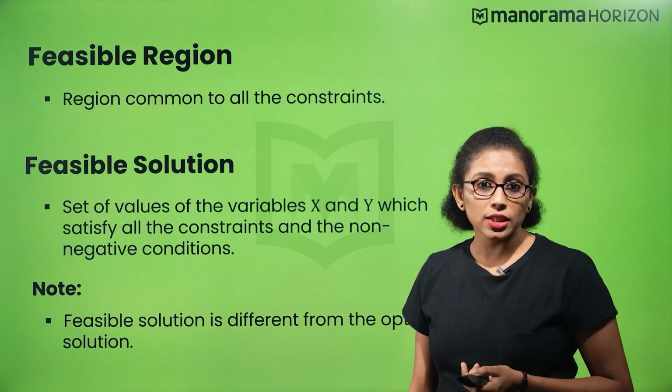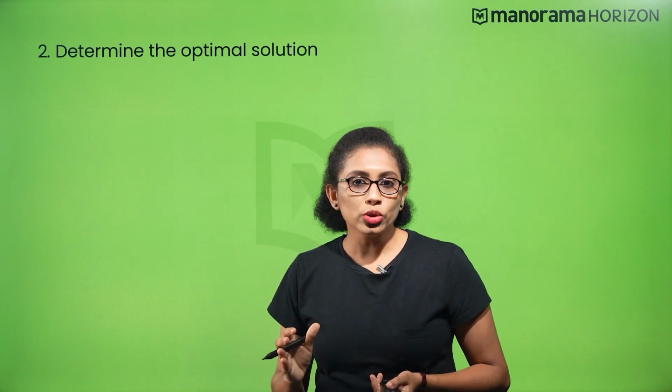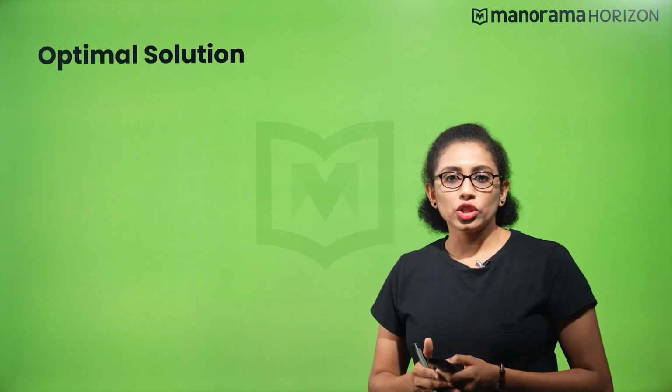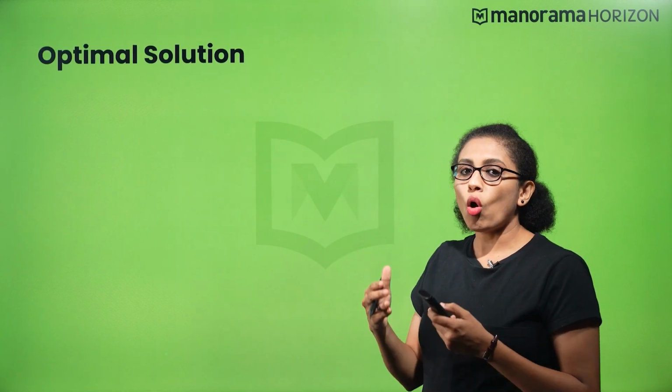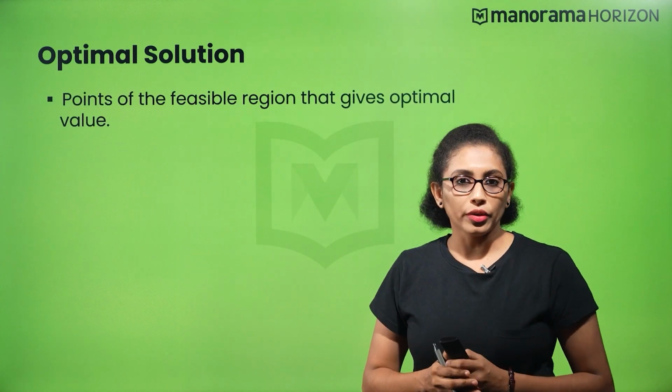Now, what is the second step? The second step is to determine the optimal solution from the feasible region. The optimal solution is one or more of the points lying in the feasible region.